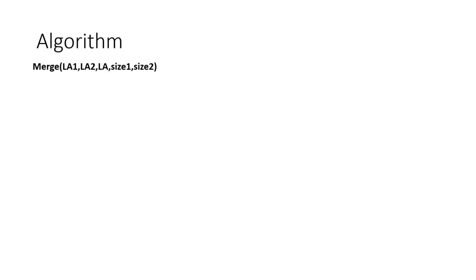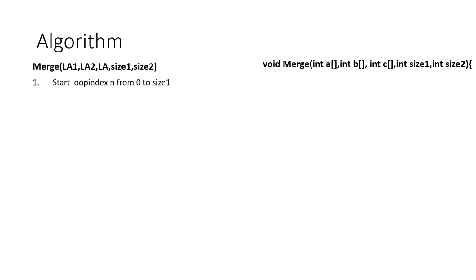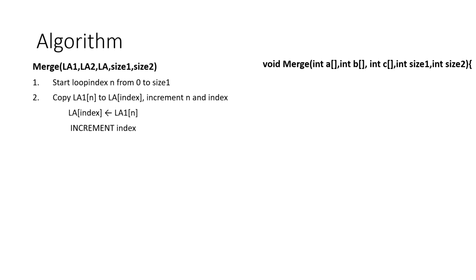We'll be writing a function merge, which takes the following parameters: arrays LA1, LA2, the resultant array LA, size of the first array size 1, size of the second array size 2. The first step is to copy all the elements of the array from the 0th index to the last index to the resultant array. Each time you have to increase the position of the resultant array, incrementing the index.